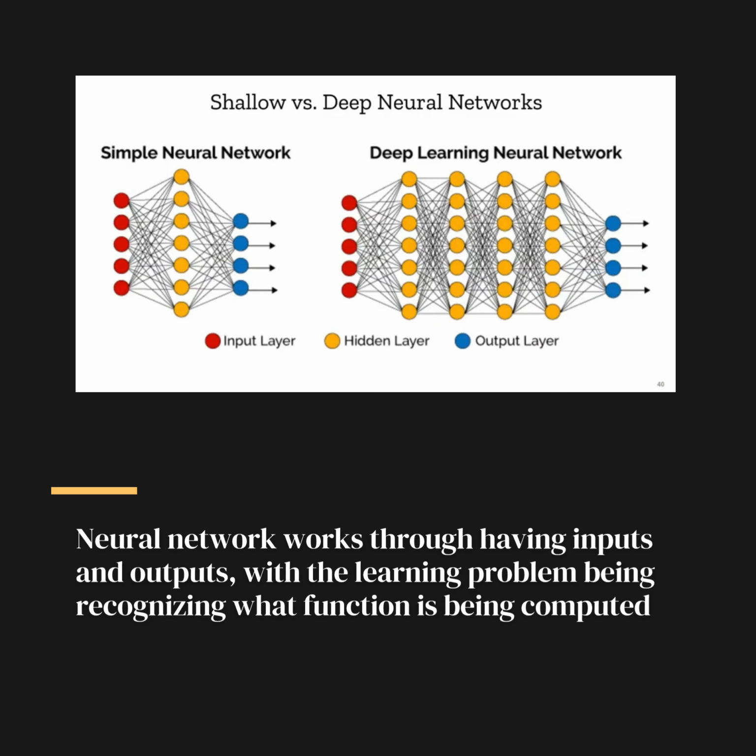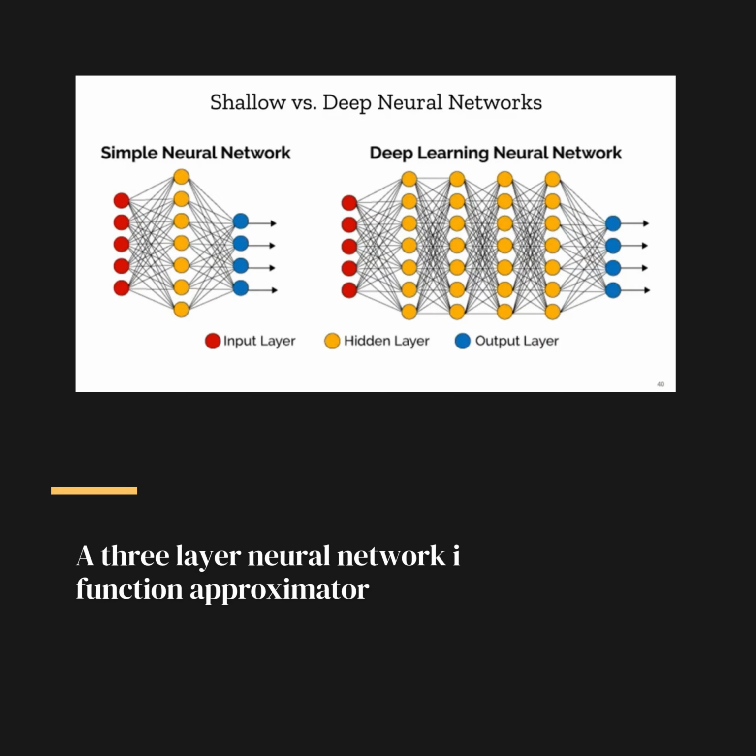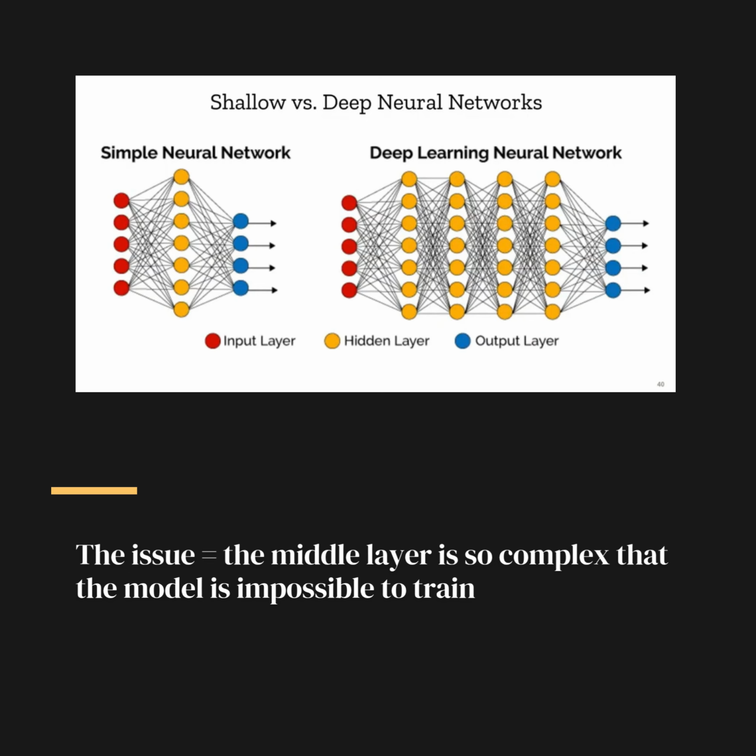And the learning problem is to say, well, if each of these little units here can compute some function of all the inputs, and then the outputs can compute some function of the middle layer, how do I figure out the function that's being computed? So it turns out that a little 3-layer neural network like that is a universal function approximator, meaning it can approximate any computable function arbitrarily well. But the issue is that to do that, you might need lots and lots and lots of those yellow nodes. So many that it's going to be impossible to train.